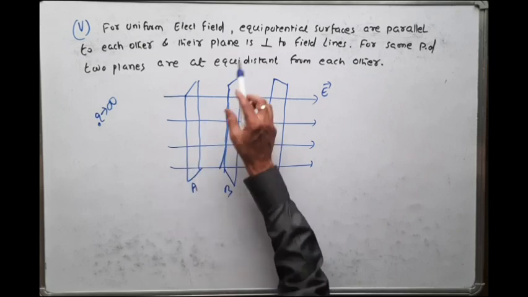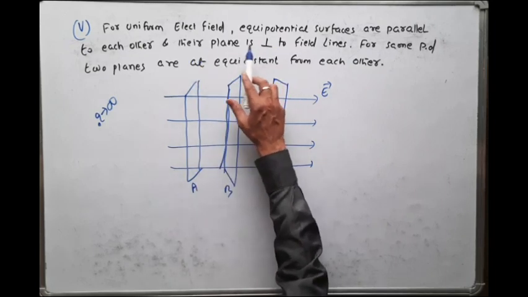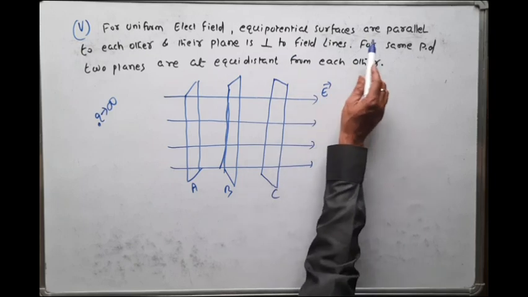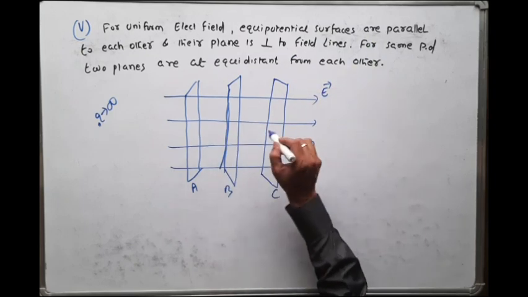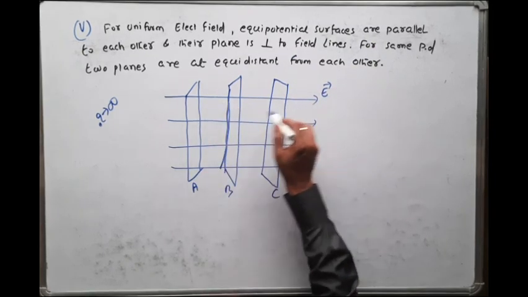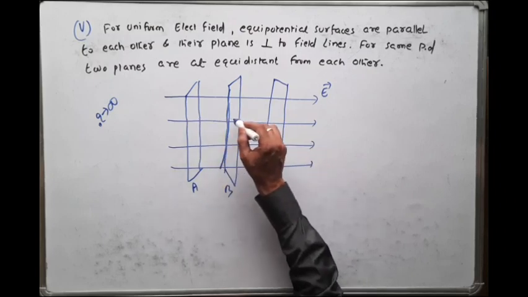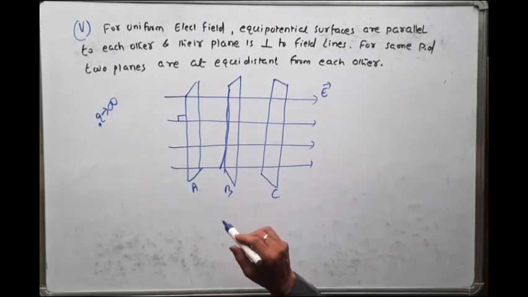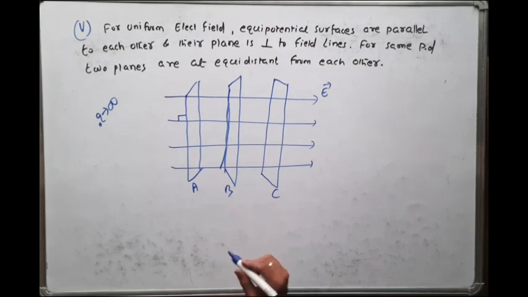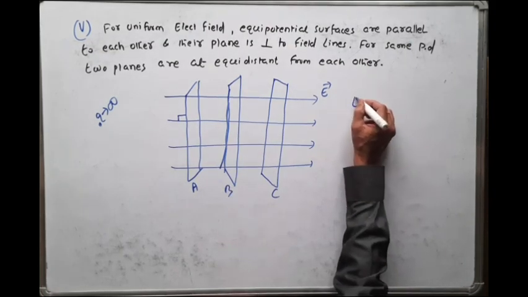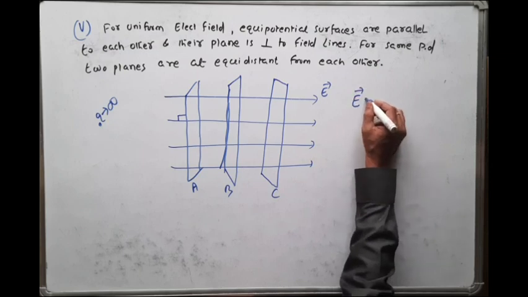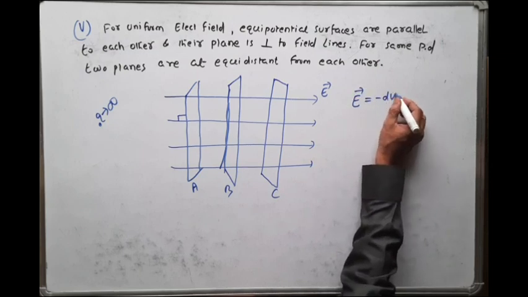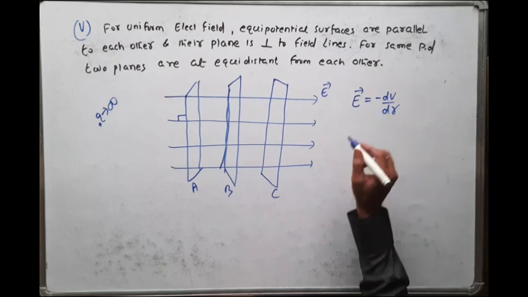So now this is the fifth property, that is, equipotential surfaces are parallel to each other if the electric field is uniform and they are perpendicular. You see, the surface is perpendicular to the electric field. Another point is, what is the expression of E? E is equal to minus dV by dr. I have already explained this.